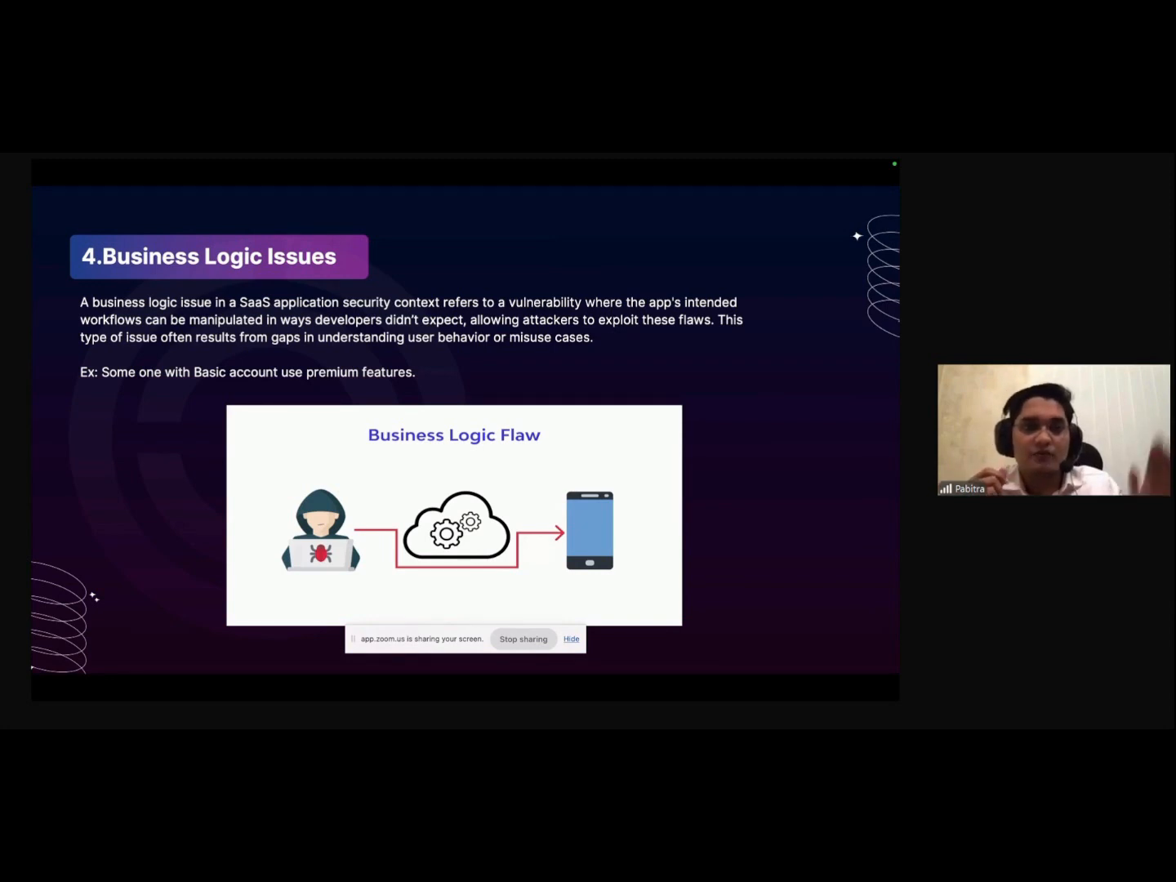Like there is a certain workflow in their business, right? For example, let's assume in a SaaS platform there are three plans. One is a basic plan, one is a growth plan, one is a premium plan, right? And someone buys a basic plan, and then they tweak or change the request or something else so that they can use the features of a premium user. So this cannot be detected by the developer, right? But these issues we find very common nowadays, because there are multiple ways, like request manipulation or response manipulation. These are multiple ways through which we find business logic issues, and this is very common nowadays.